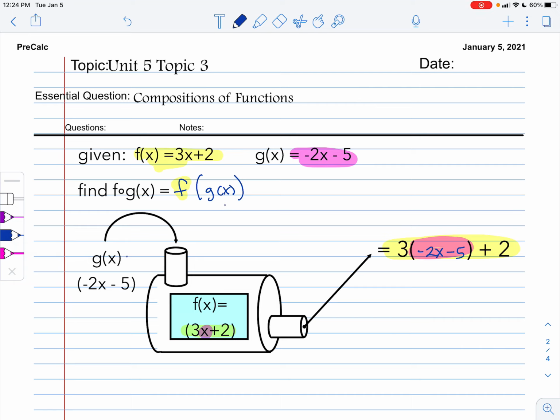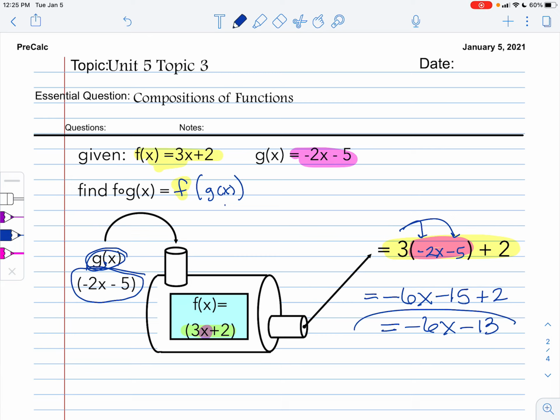I'm finding f of g of x. I am plugging g of x into my machine. G of x is this expression. We did this. We are just plugging an expression in. I am plugging in the expression negative 2x minus 5. Okay? I don't have anything to square, so I can distribute and be careful of my negatives. Combine like terms. F composed with g of x gives me this expression. I put letters in, I got letters out. Okay, we talked about that last time too.